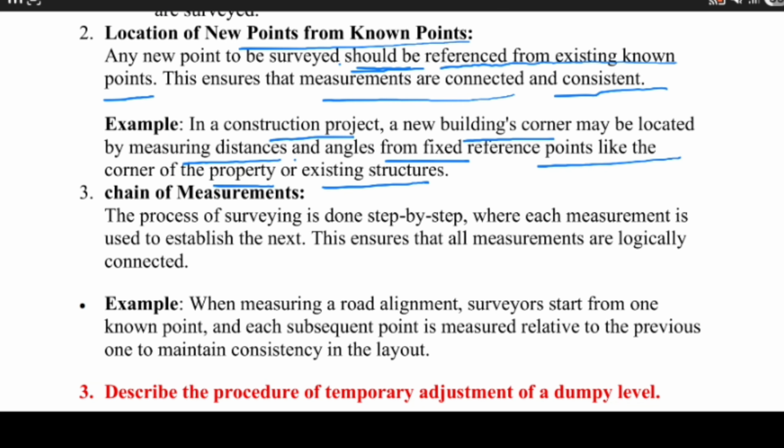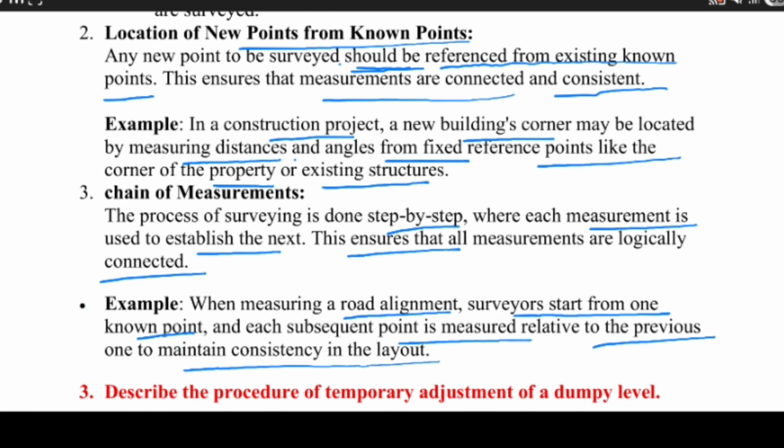In the same way, the next step is chain measurements. In the process of surveying, step by step, each measurement is established from the previous point, so each measurement should be logically connected. For example, in measuring a road, the survey starts from a known point and subsequent points are measured relative to it, maintained by the consistency of the work. First we introduce a point, and based on that we connect each survey point.